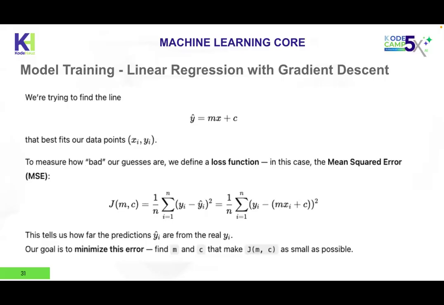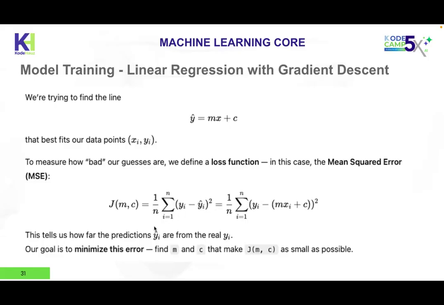So the first step is we identify the linear equation, which we already know, y equals mx plus c. We apply the cost function or the loss function to calculate the error, right? And that error is, like I said, yi, which is the actual or expected value, minus y hat i, which is the predicted value for that specific data point. You square that difference, right?